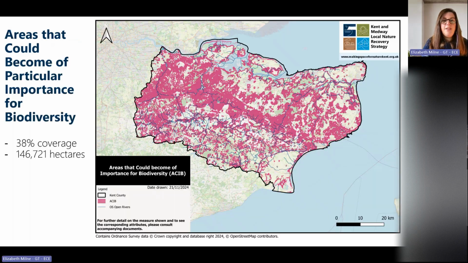So what we end up with is a map of areas that could become of particular importance for biodiversity that looks like this. And we have around 38% of the county covered with potential opportunities.